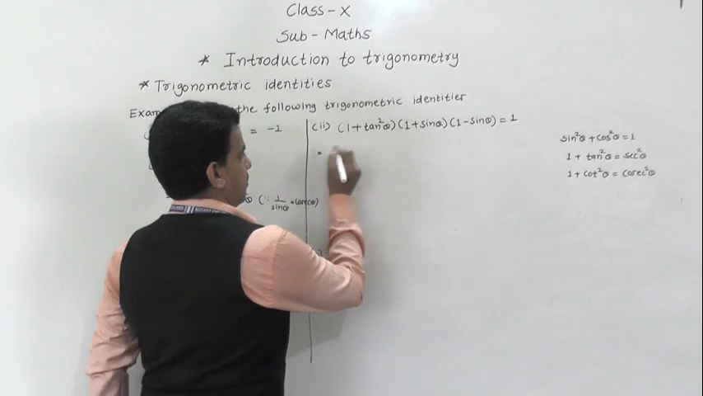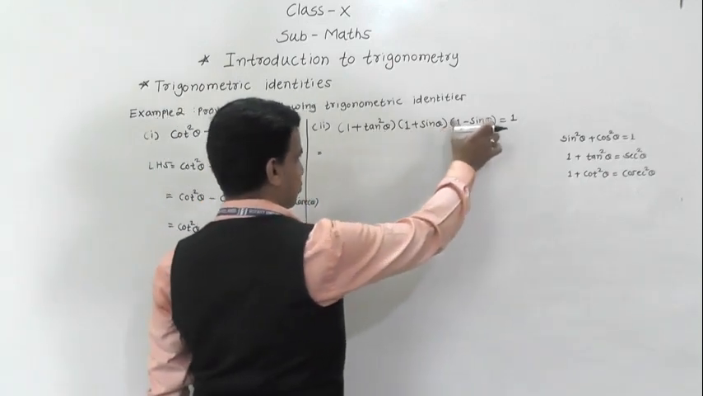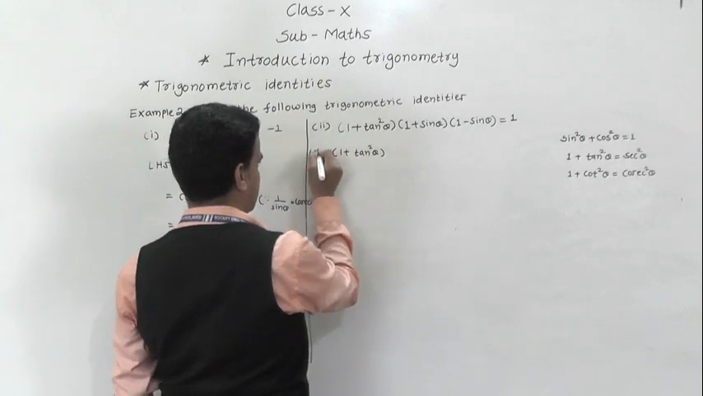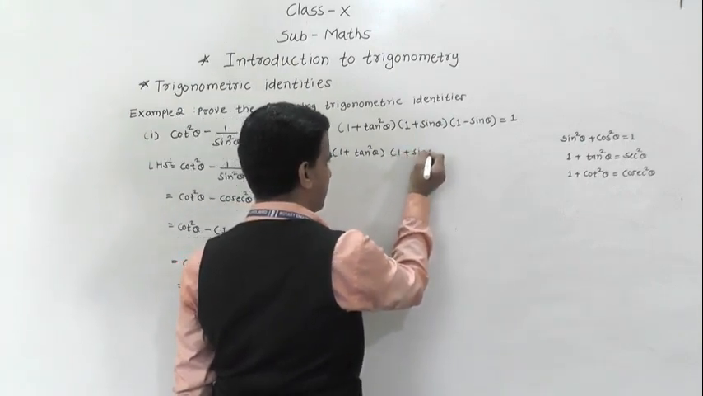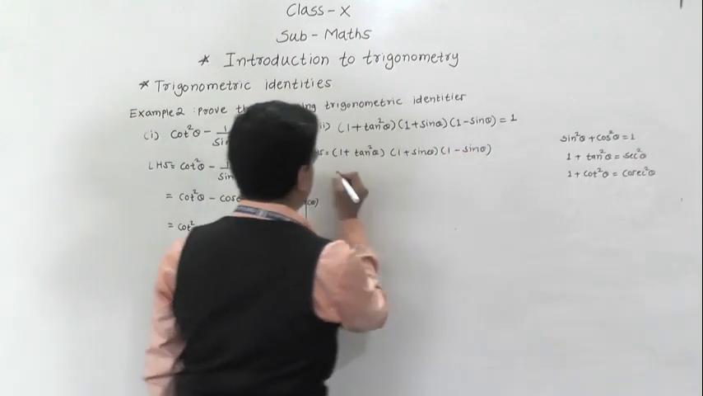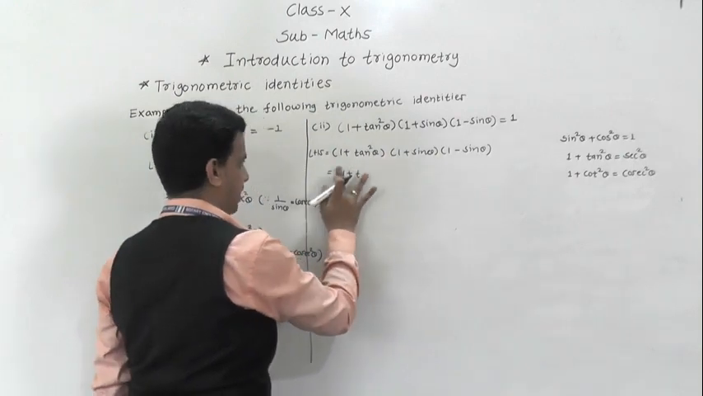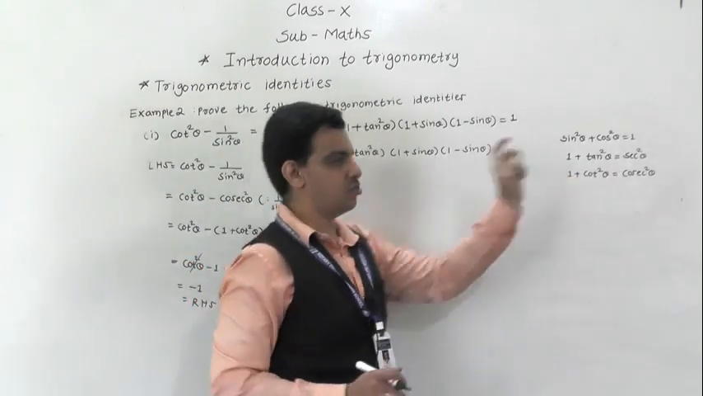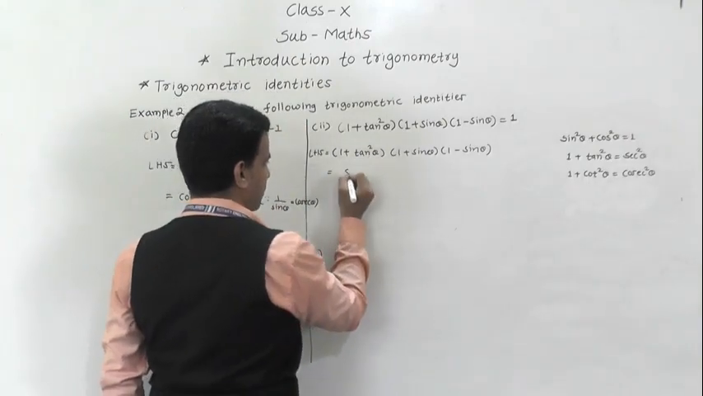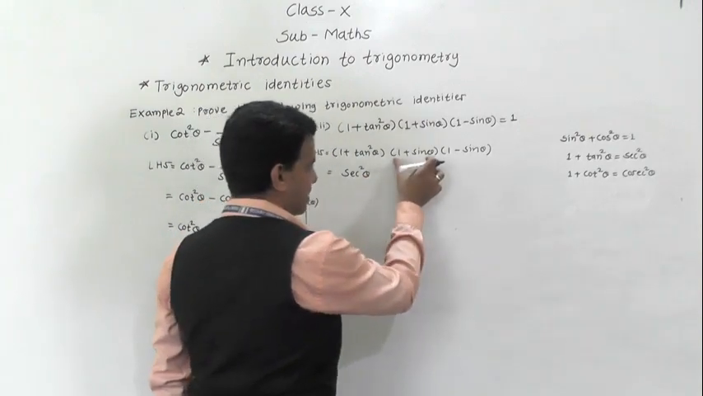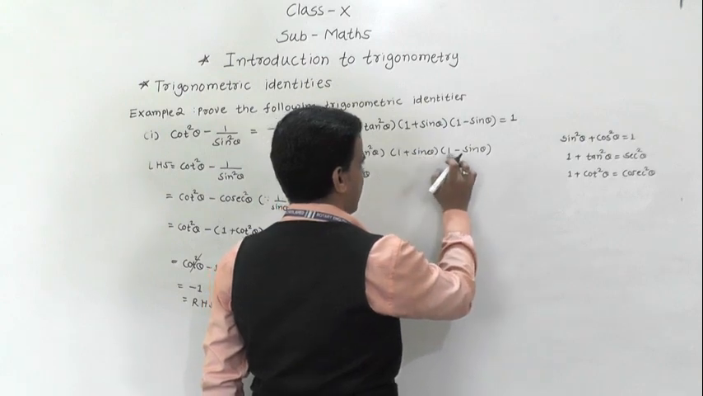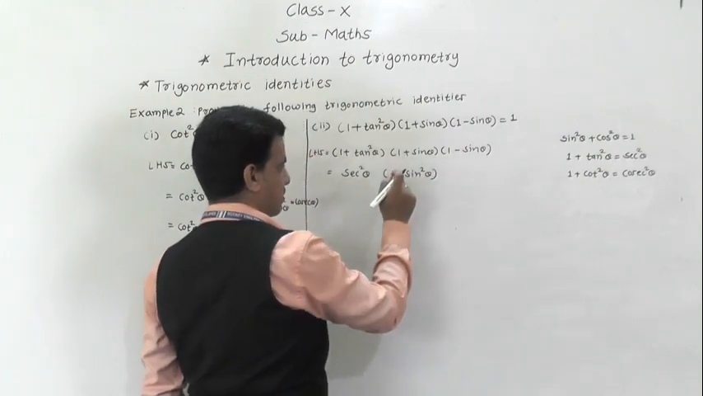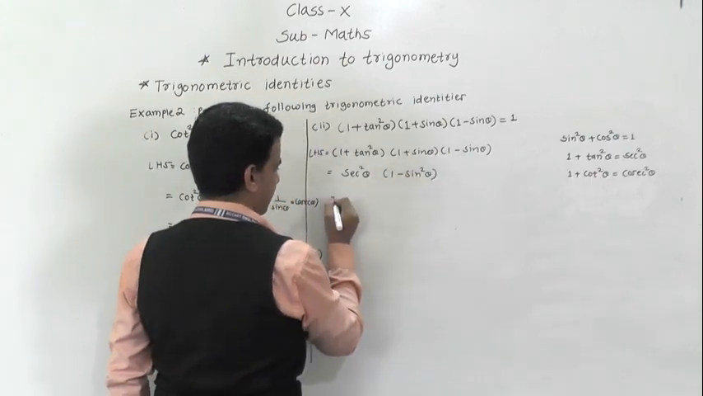Second one: 1 plus tan square theta into 1 plus sin theta into 1 minus sin theta is equal to 1, we have to prove. First I am taking LHS, that is 1 plus tan square theta, 1 plus sin theta into 1 minus sin theta. Now 1 plus tan square theta, by the second identity, is sec square theta. Then 1 plus sin theta into 1 minus sin theta, a plus b into a minus b, is a square minus b square, that is 1 minus sin square theta.